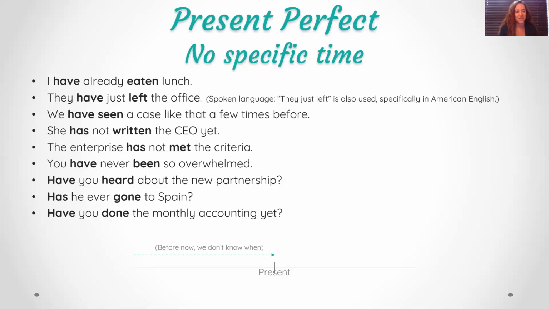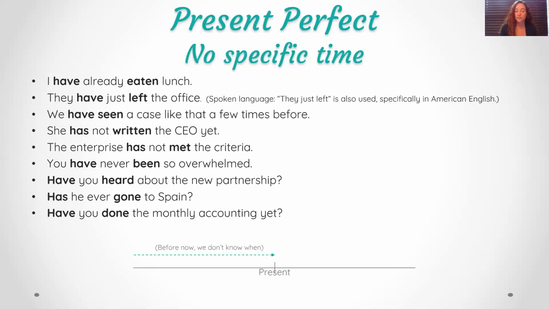We have seen a case like that a few times before. So even if it's a few times before, we don't know when. She has not written to the CEO yet. So yet will be used mainly in a negative sentence. If I use the positive sentence, I would prefer already. So she has already written to the CEO. If it's positive, we would use already. But if it's negative, I will use yet. She has not written to the CEO yet.